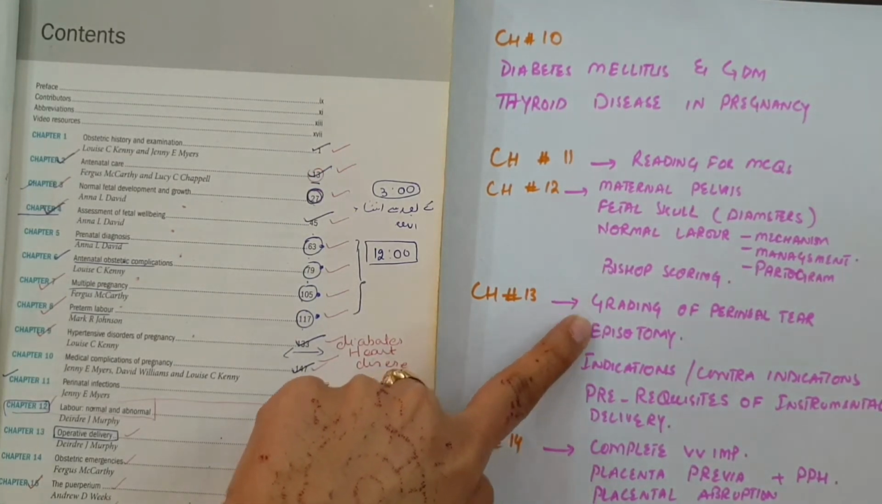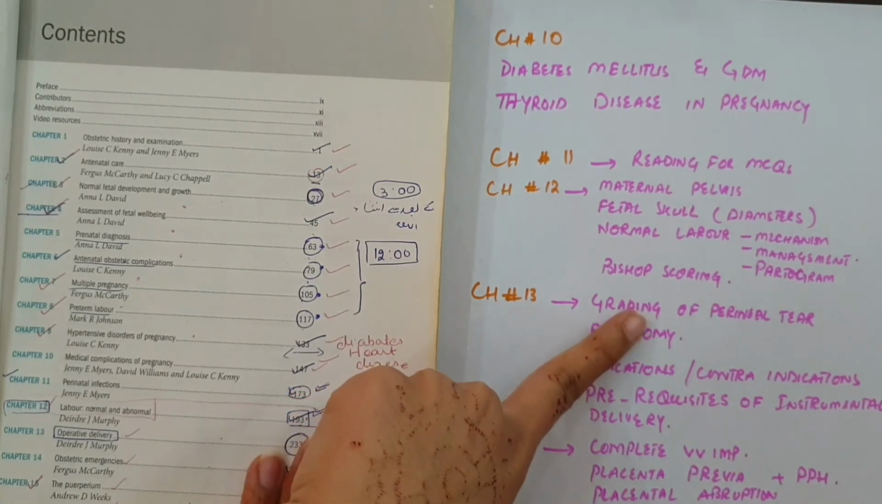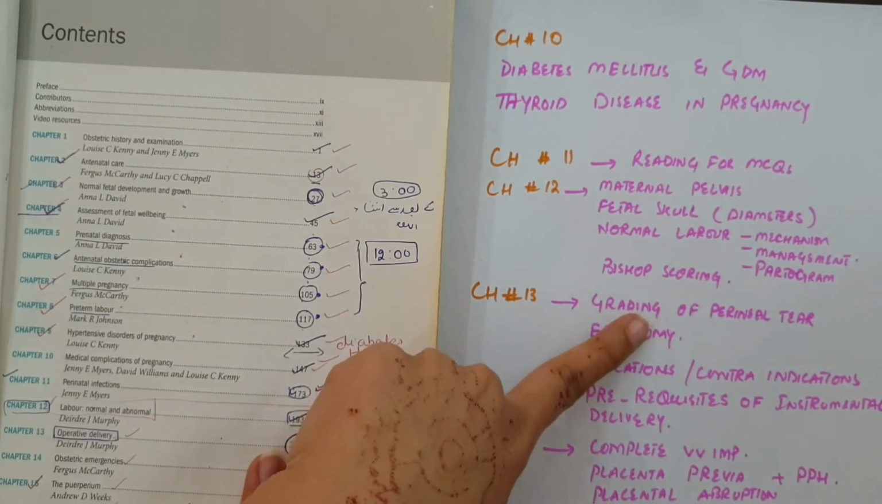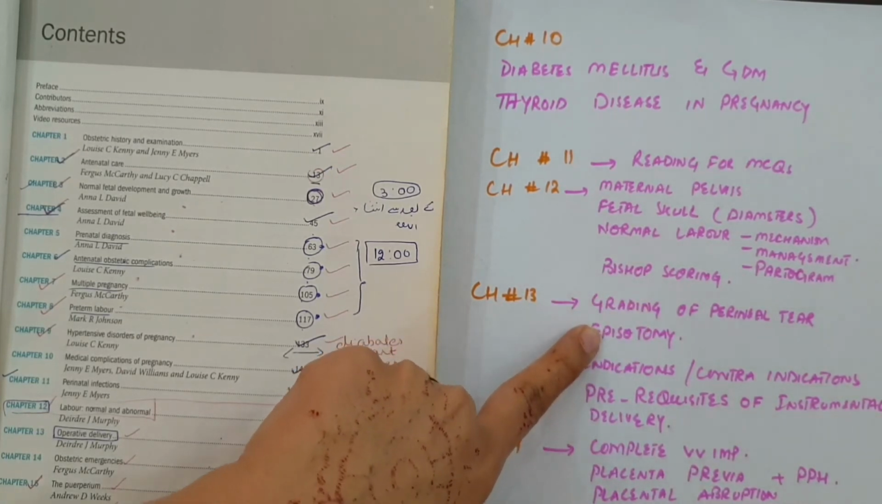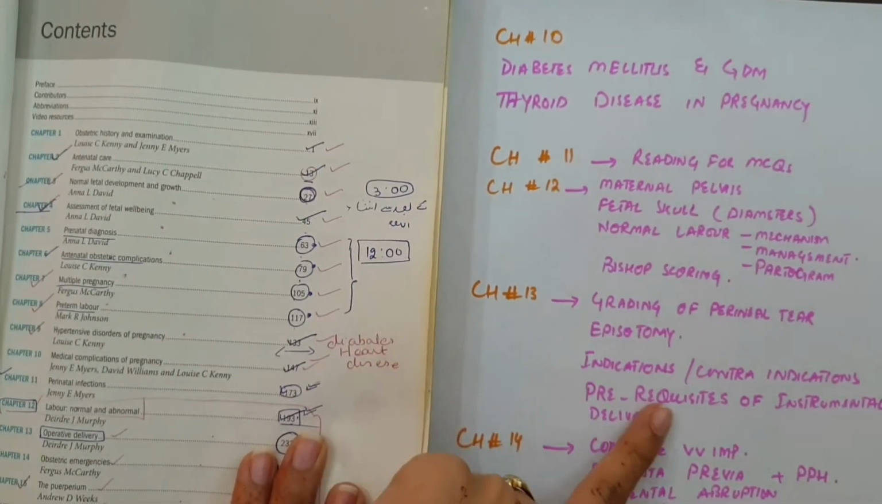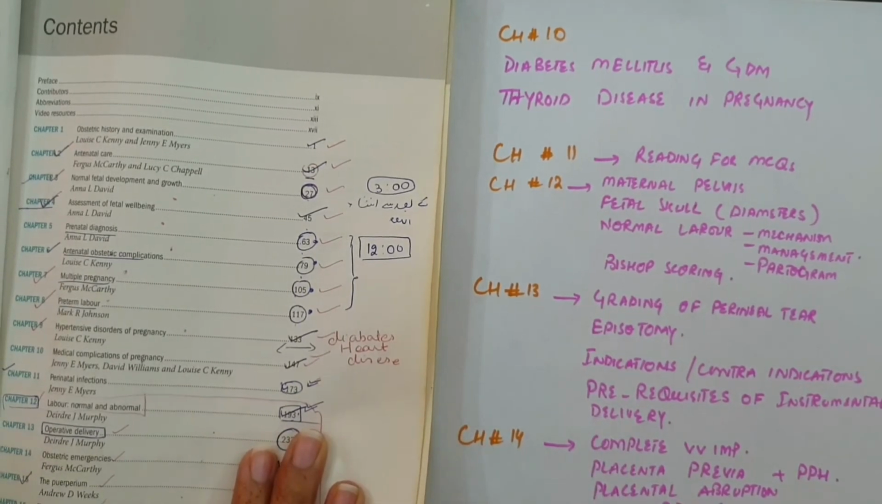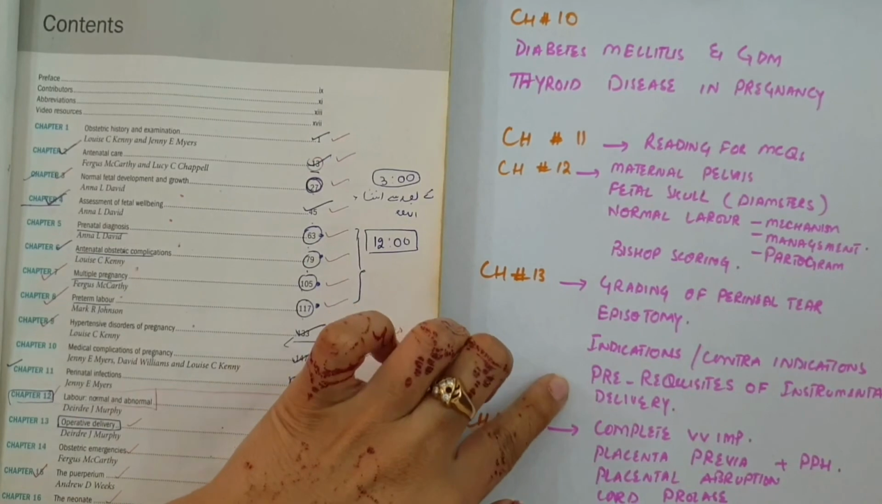This is an important SEQ. Episiotomy is also an important SEQ, in which you will be given a question of how many layers of episiotomy are there, and in which grading of perineal tear episiotomy exists, and indications, contraindications and prerequisites of instrumental delivery. These are important. Only vacuum delivery and forceps delivery are important in this chapter.